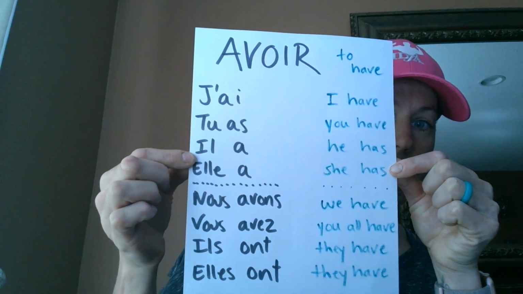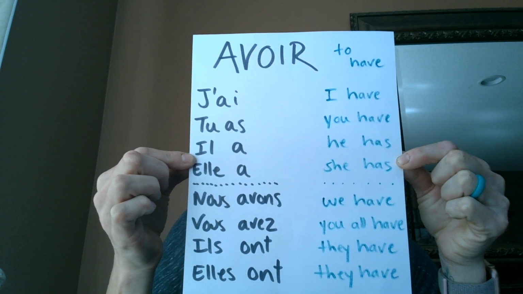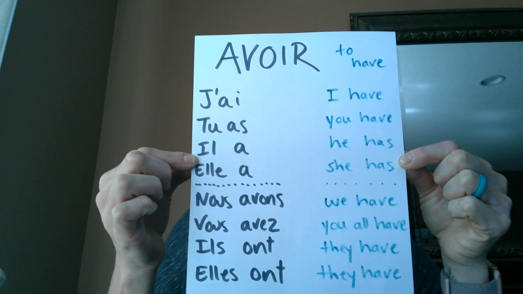So in order to do passé composé properly, it is very important that you've mastered the verb avoir, which means to have, and the verb être, which means to be. So get ready to pause your screen so you can take some notes. Here's the verb avoir, again, for those of you that might have forgotten. So pause the screen and write that down.